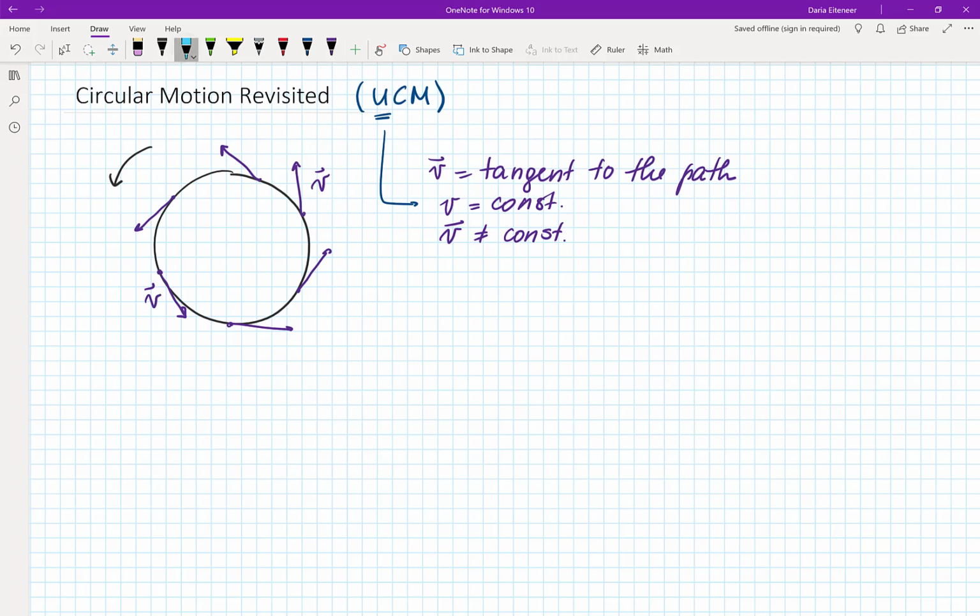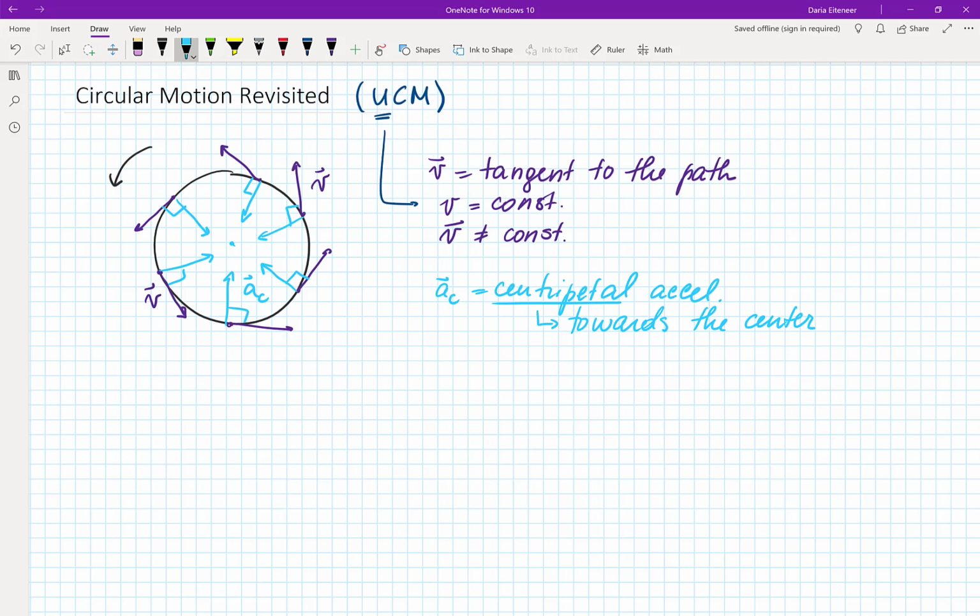We also talked about acceleration. So this one's a little off here. So acceleration vector always pointing towards the center of the circle, and it's always perpendicular to the velocity vector. And we call that centripetal acceleration. The word centripetal refers to something that's pointing towards the center. Okay, so this is all centripetal acceleration.